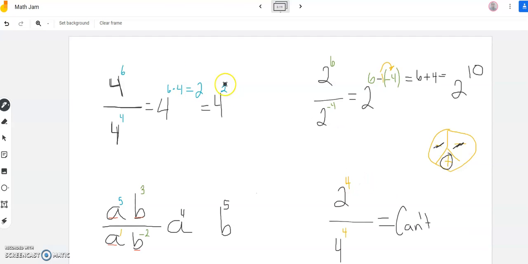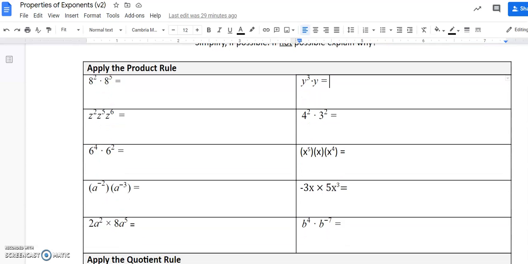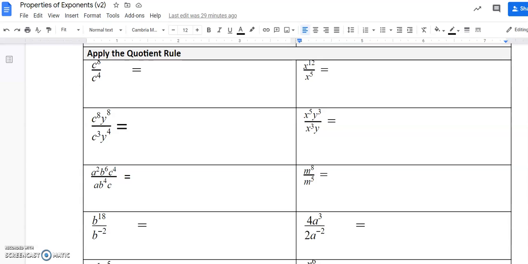Okay, so now, hopefully that helped a lot. You can come down now to your you do section of your sheet, and you've already hopefully done the product rule. Now work on the quotient rule section and pay attention to negatives and positives. Pay attention to what number is the base and what number is the exponent. Remember, the big number is the base. The little number is the exponent. And if there is no number above the base, there's an imaginary 1 there.